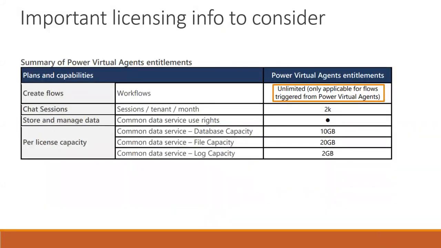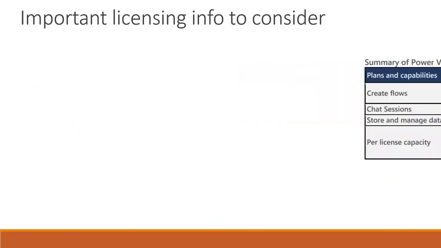Here's the very important piece: you are using Power Automate flows over here for your PVA. So with that licensing comes this very important information, that unlimited flows can be used only applicable for flows triggered from Power Virtual Agents. Remember that trigger that I showed you? As long as those are the triggers, you can have an unlimited number of flows because of the licensing piece that you've already used. And then if you're using CDS, then here is your CDS storage capacity over there, all right? So that's important, that you are getting unlimited flows over there.